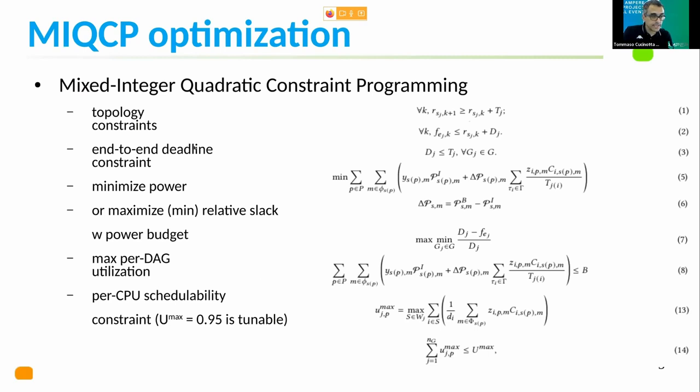Then we have additional constraints due to the max utilization of each task on each CPU, and so this will ensure our schedulability constraints.